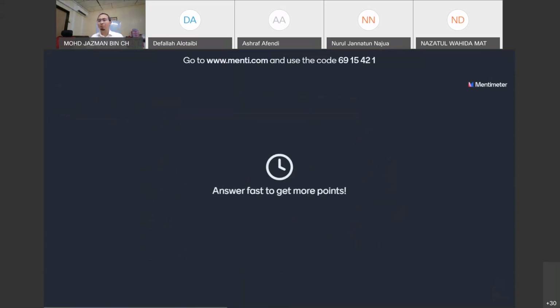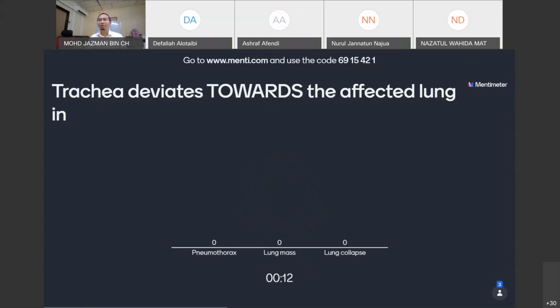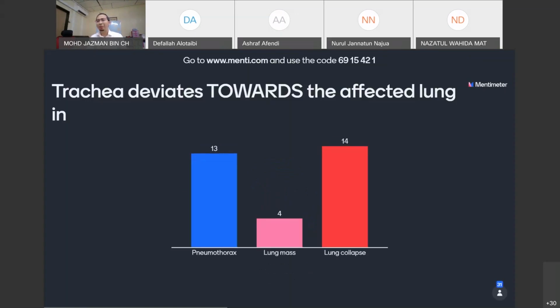Answer first to get more points. Trachea deviates towards the affected lung in, remember, towards. A. Pneumothorax. B. Lung mass. C. Lung collapse. So make your choice. Sorry, this one counted a bit fast. I forgot to change it.